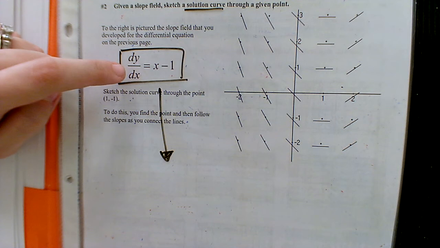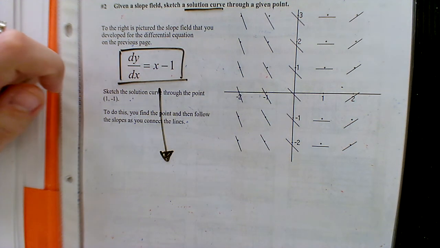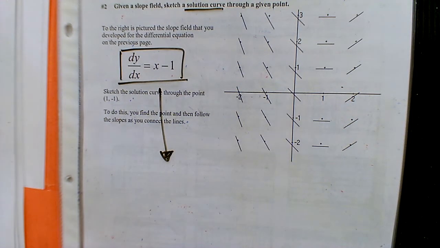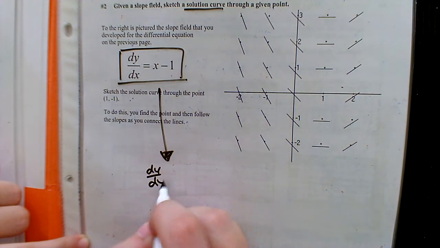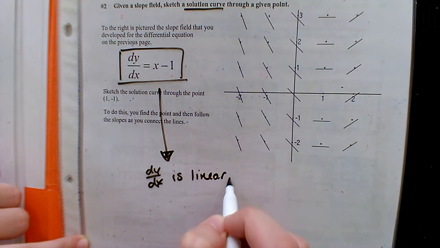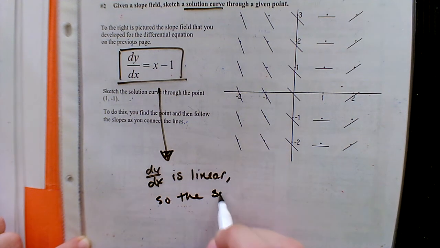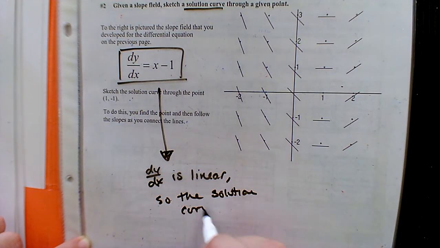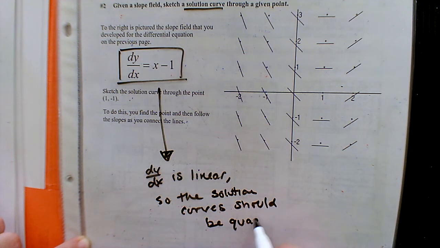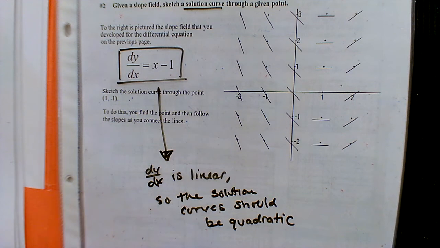So you could think about it in your head. If you were to find that antiderivative, what would it look like? Maybe you can think about this. If the derivative is linear, like mx plus b, working backwards from that would be quadratic. Okay, you have those order of functions. So we'll say the derivative is linear. So the solution curves should be quadratic.